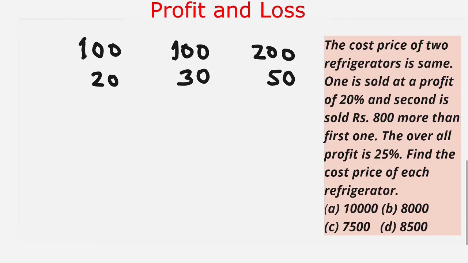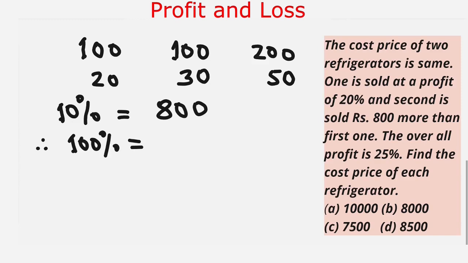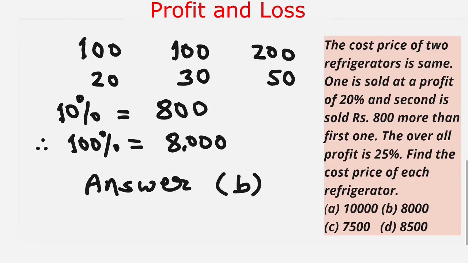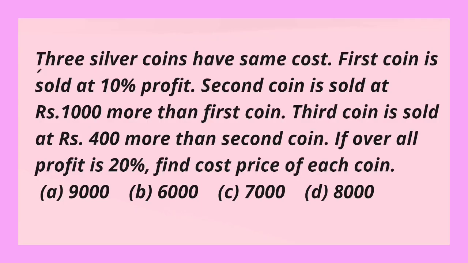Thus there is a difference of 10% in the selling price of the two refrigerators. It means that 10% is equal to rupees 800 as given in the question, because the second refrigerator was sold at rupees 800 more than the first one. If 10% is 800, then 100%, which is 10 times of it, is 8,000. Thus, the cost of each refrigerator is rupees 8,000. And from the given options, our answer is option B, rupees 8,000. We go to the next question.